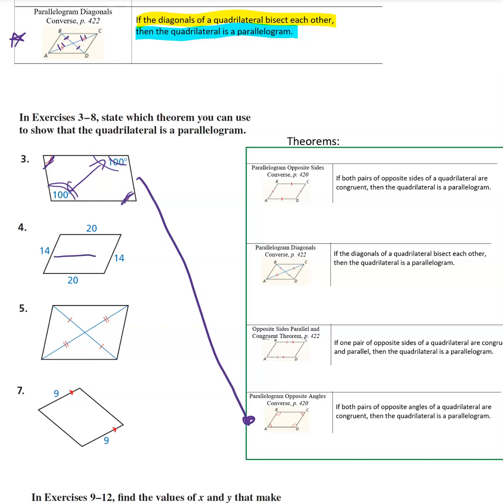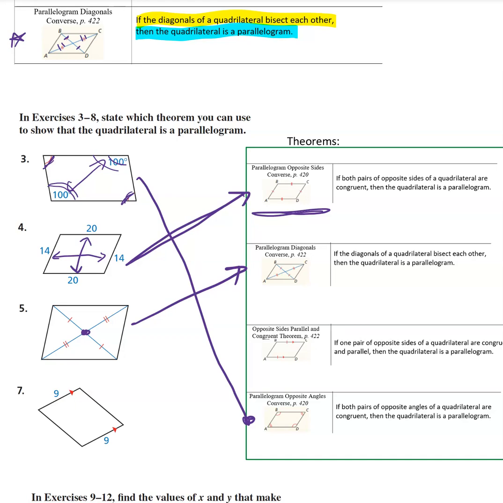Number 4, you see that the opposite sides are congruent. So for this one, we would use the parallelogram opposite sides converse that says if both pairs of opposite sides are congruent, then the quadrilateral is a parallelogram. Number 5 is a picture that shows that the diagonals are bisecting each other. You see that this is the midpoint for both diagonals. And so we would use the parallelogram diagonals converse that says if the diagonals of a quadrilateral bisect each other, then the quadrilateral is a parallelogram.